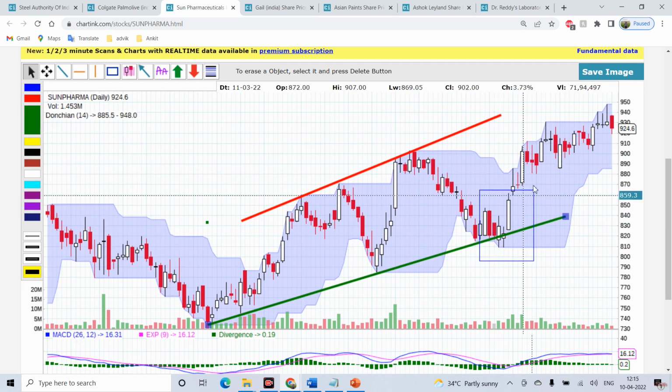So this is how you trade. Still, the direction looks up, though it's facing resistance here, but if it comes to something around 880, 885, that becomes your entry point, and then one can expect a higher target like 950 rupees or even higher, maybe 1000 rupees in a 6-month time.